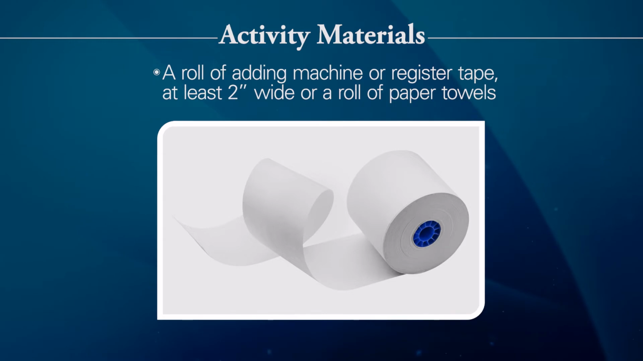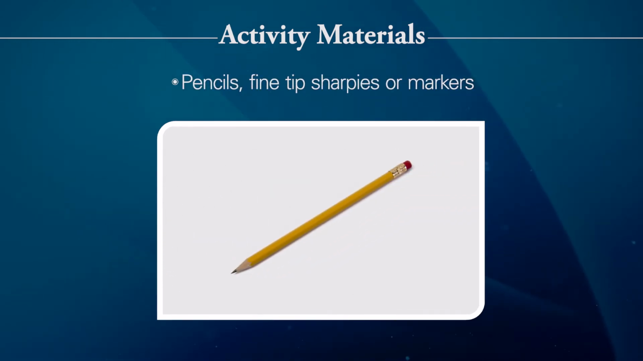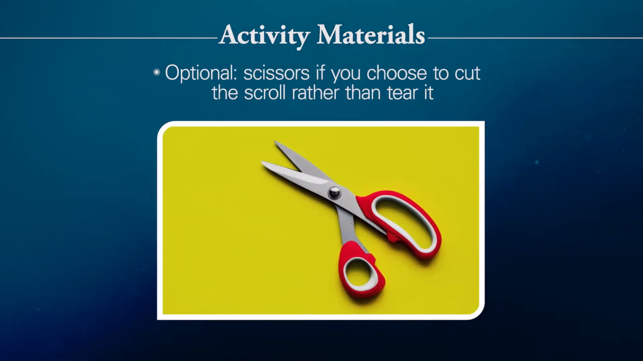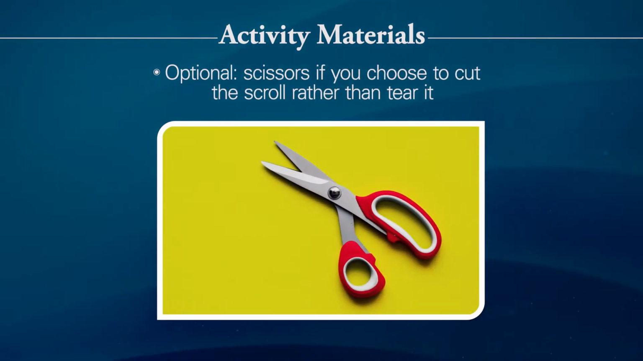You can also use a continuous roll of paper towels, pencils, fine tip Sharpies, or markers. Optional materials include colored pencils or crayons if you'd like to add drawings to your scroll, and scissors if you choose to cut the scroll rather than tear it.